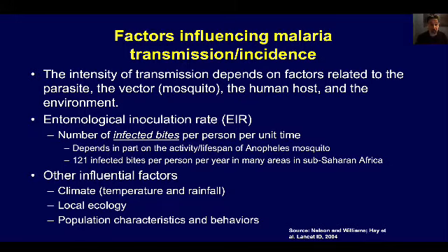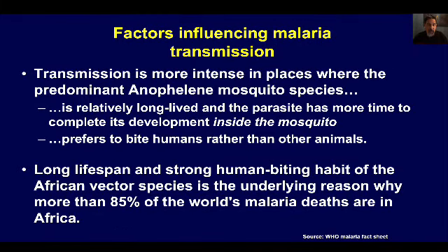In some areas of sub-Saharan Africa, this rate is really quite high, 121 infected bites per person per year in many areas. And of course, there are other factors related to the environment, including the climate and temperature and rainfall, local ecology, and population characteristics. So basically, getting to this new factor, which is the vector, the transmission can be more intense in places where the predominant Anopheline mosquito species, and there are many around the world, is more long-lived and the parasite has more time to complete its development inside the mosquito. Then transmission is going to be more intense.